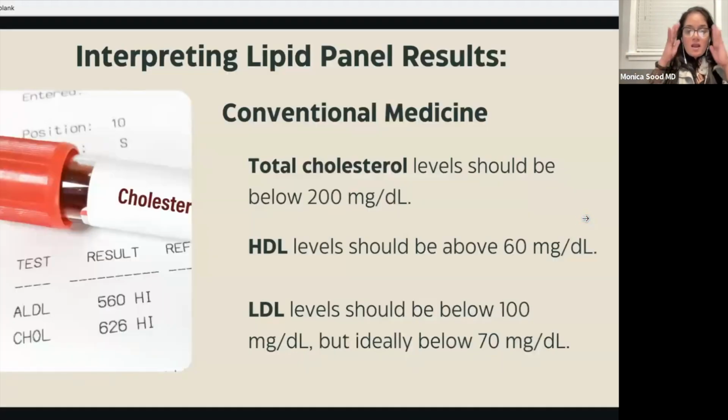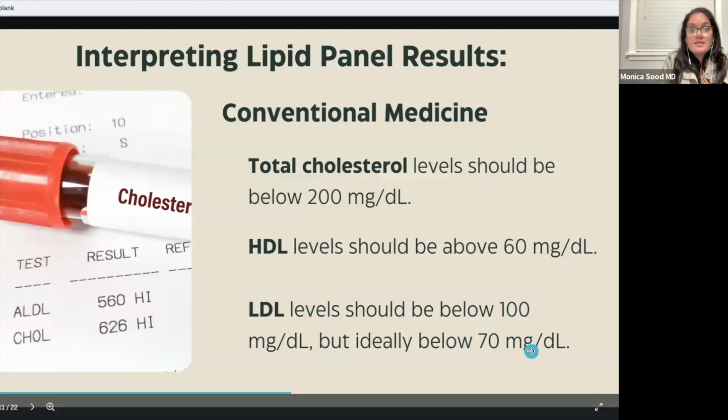So, and this is where the numbers slightly differ, but in conventional medicine, they say that total cholesterol should be less than 200 milligrams per deciliter, and the HDL level should be above 60. And LDL levels less than 100. But if you're diabetic, or even pre-diabetic, it should be less than 70.